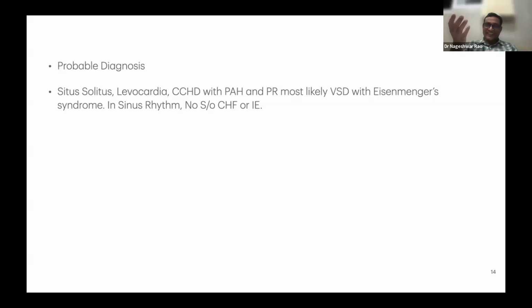Yeah, same question I'm going to ask you. So the question is, why not PDA? What is in favor of VSD? Because here S2 is single. In PDA, I would have expected a narrow split S2. Anything else that might have helped you to make it PDA besides the second heart sound?